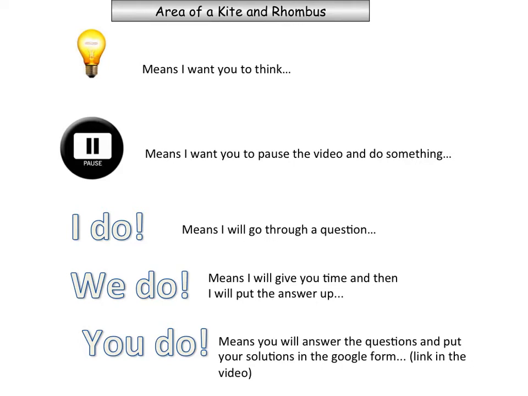In this lesson we're going to have a look at the area of a kite and rhombus. When you see the light globe, I just want you to think about what I'm about to do in that particular question. When you see the pause button, I want you to pause the video and do something. I'm going to get you to do a particular question. When I do a question, I'll do it and you just follow on. When you see "we do", I'll give you some time, you pause the video, you do the question, and then we'll see how you went. And then the "you do" part, you do the questions, and then just post that on the Google form.